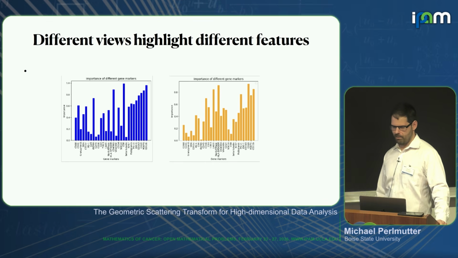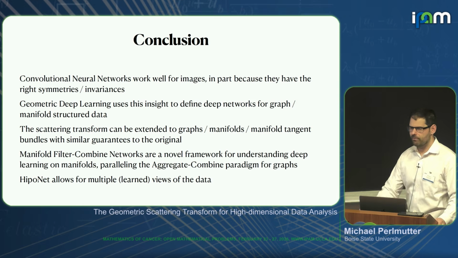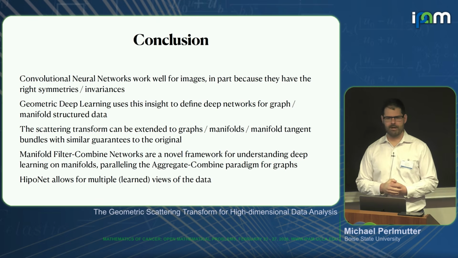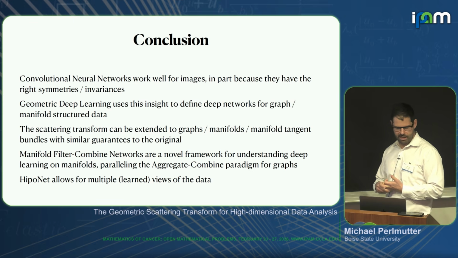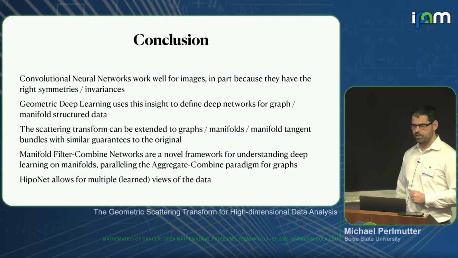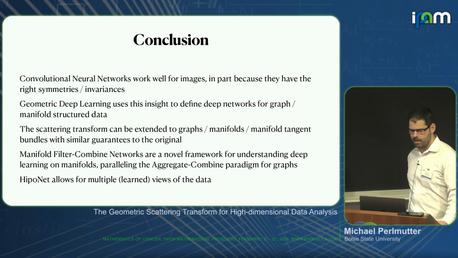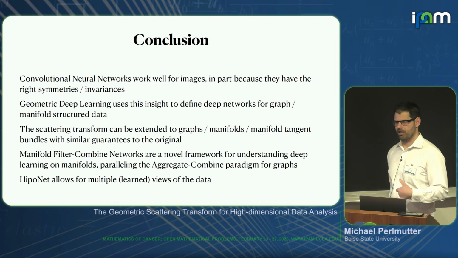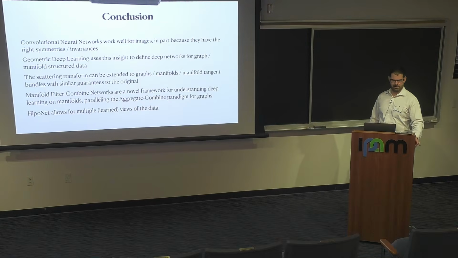So I'll wrap up here by saying that convolutional networks work well for images, in part because they have the right symmetries. And geometric deep learning tries to take this insight and extend it to geometric data. The scattering transform is a wavelet-based model of convolutional networks that can also be extended to the geometric setting. And we can use these insights to develop high-performing networks with other operations that go beyond the classical handcrafted scattering transform. And there may also be advantages to taking multiple learned views of the data.